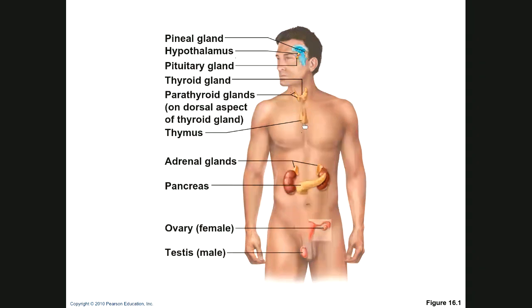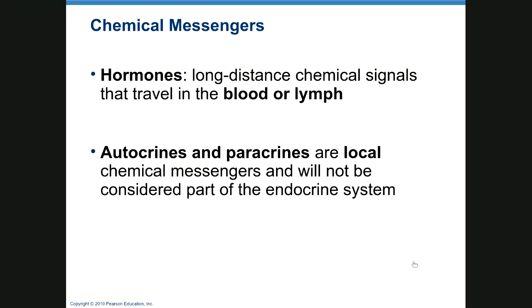The thyroid, thymus, adrenal glands, pancreas, and the reproductive organs, the ovary and the testes, all produce hormones. Now, hormones are long-distance signals that travel in the blood or lymph, not to be confused with autocrines or paracrines. These are just local chemical messengers, and we won't discuss them in this course.